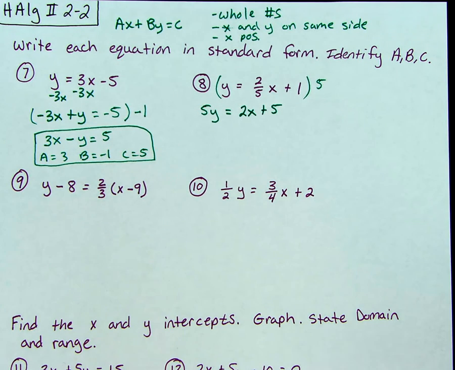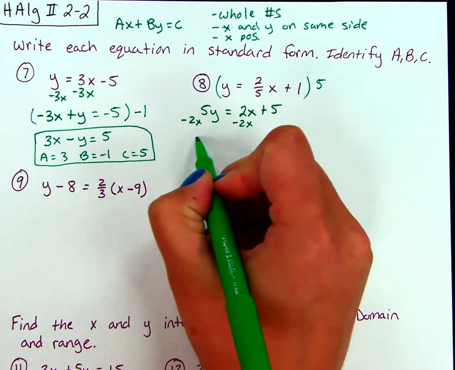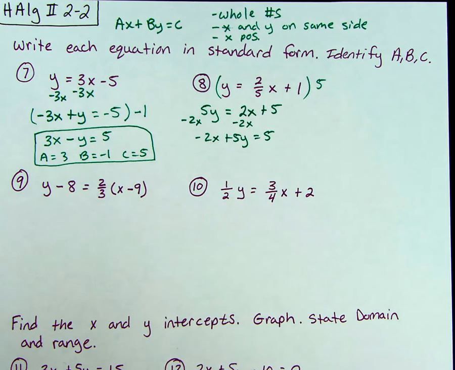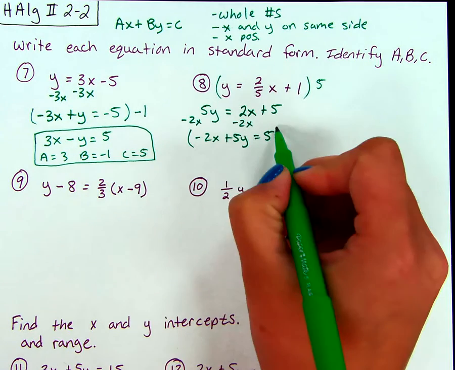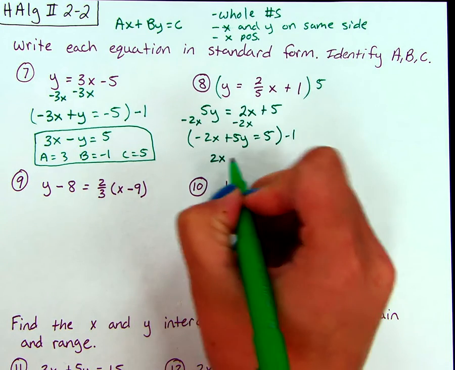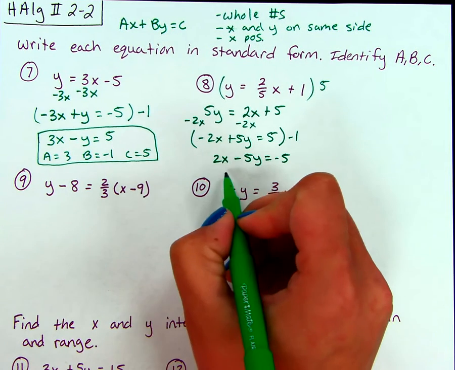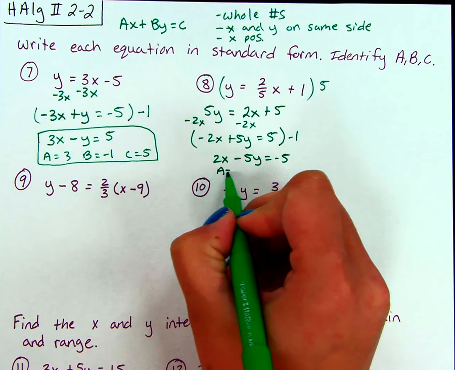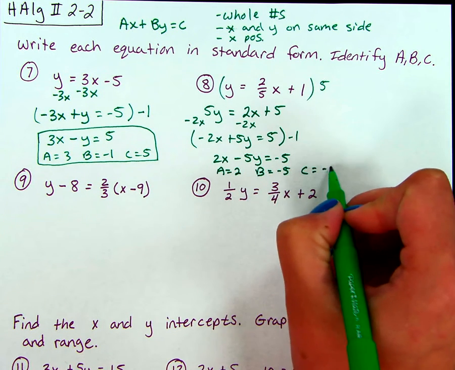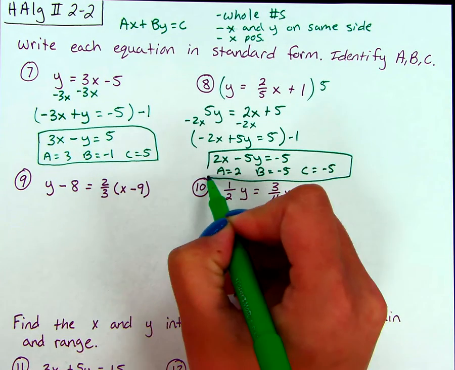All right, next thing I'm going to do is get x and y on the same side. So again, we're going to subtract the 2x. So negative 2x plus 5y equals 5. And then we have to make this positive. So now we're going to multiply everything by a negative 1. So positive 2x minus 5y equals negative 5. And then to identify a, b, and c, a is 2, b is negative 5, and c is also negative 5. So this would be my final answer for this problem.